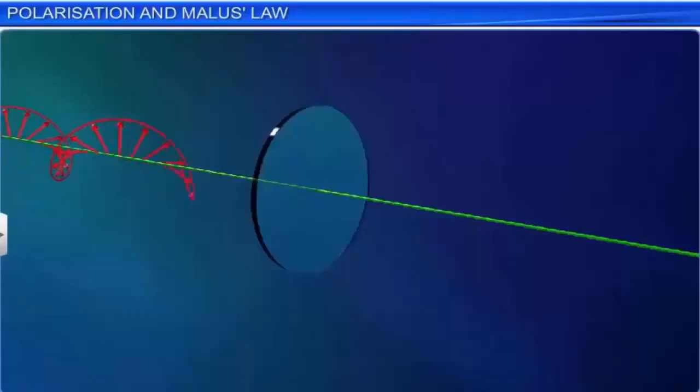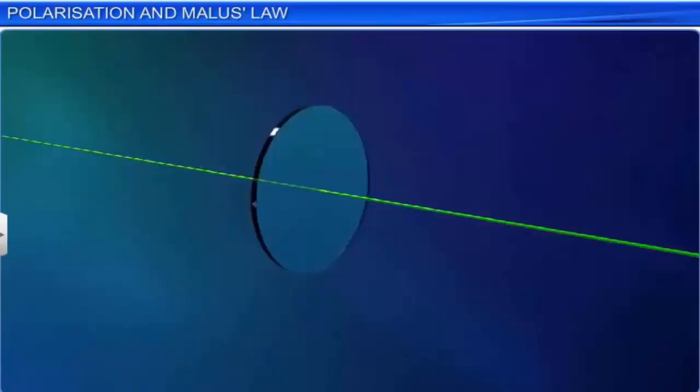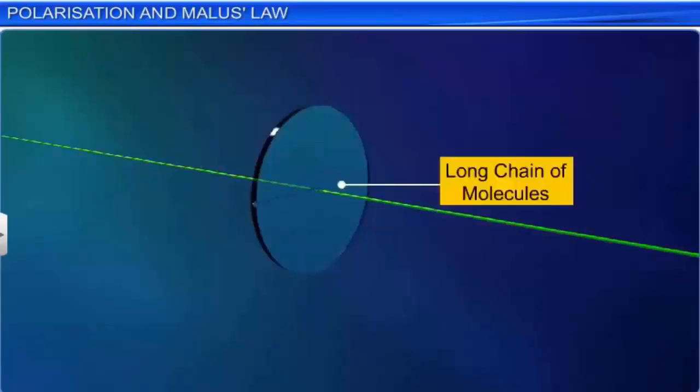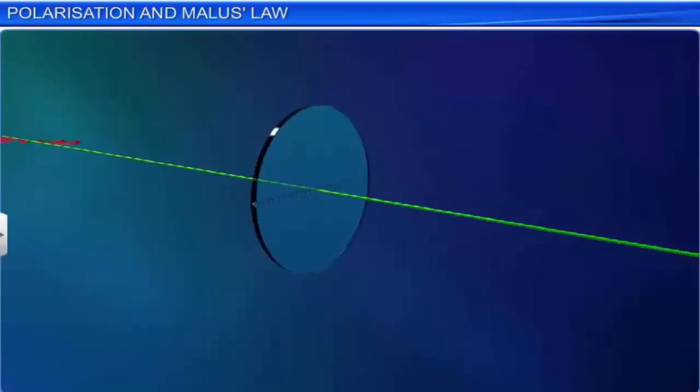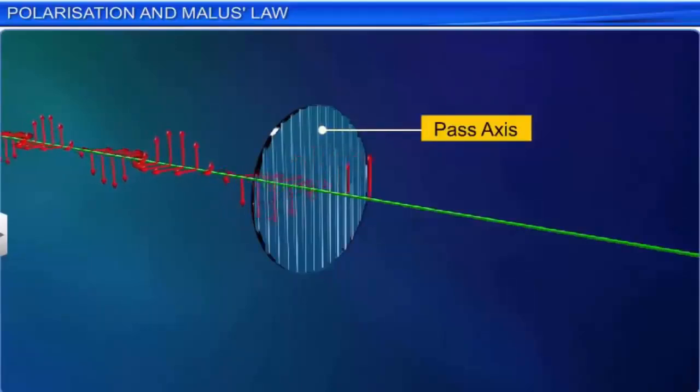An unpolarized light can be converted into a plane polarized light using Polaroids. A Polaroid consists of a long chain of molecules aligned in a particular direction. The components of the electric vector of the incident light, which are in the direction of the aligned molecules, get absorbed. The direction perpendicular to the direction of aligned molecules is known as the pass axis.